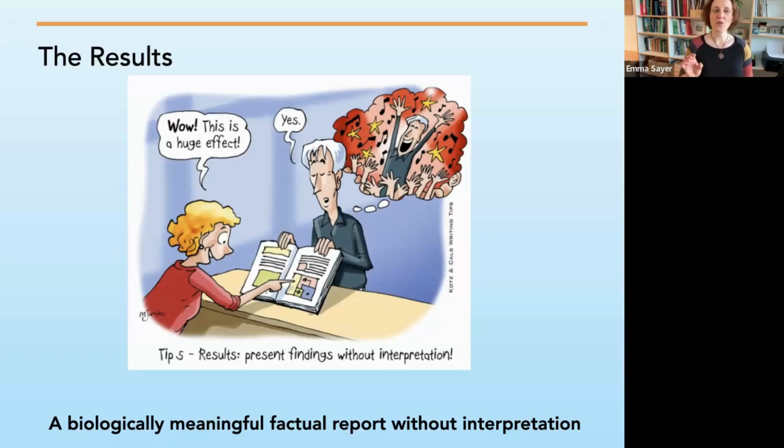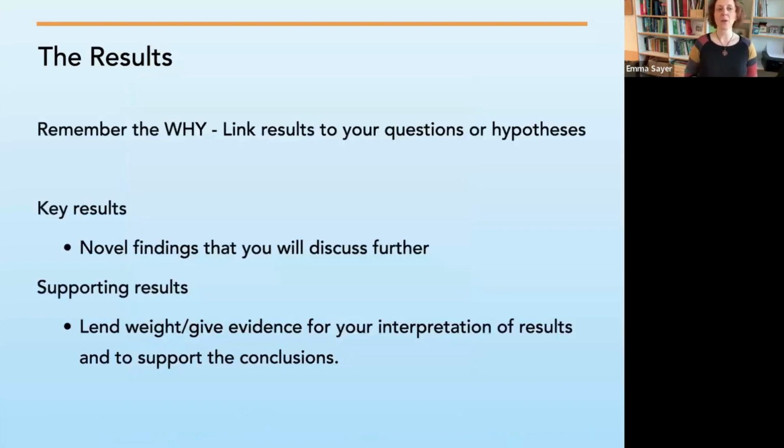But what is really important here is that we work out which results are the most important ones, and how do we highlight those? How do we make them easy to find? We often end up with a results section that has a lot of numbers in it, has a lot of statistics in it, and also has some results that we don't really want the reader to focus on. So I'm not saying bad results, but actually thinking about key results. So these are the novel findings that you're really going to discuss when you get to your discussion section.